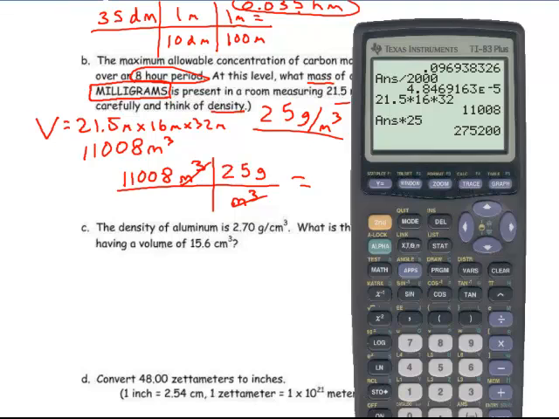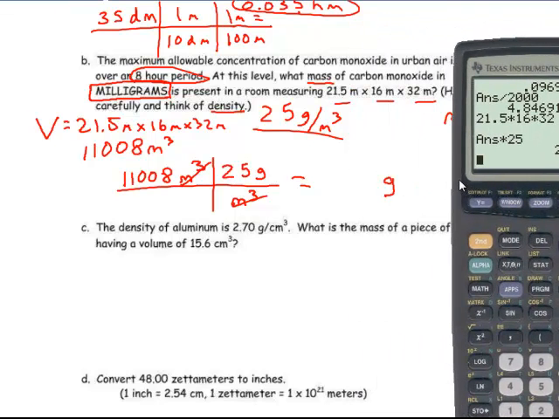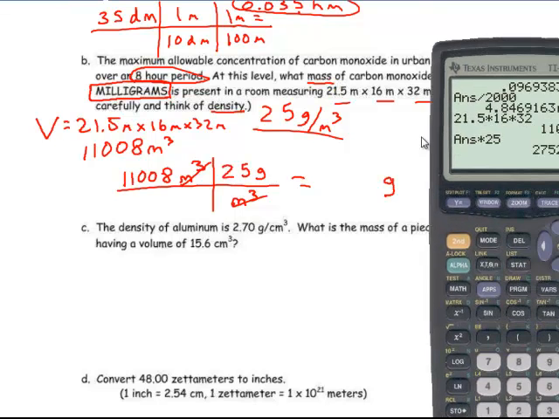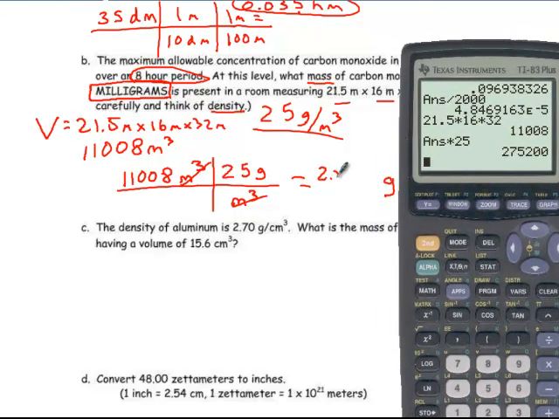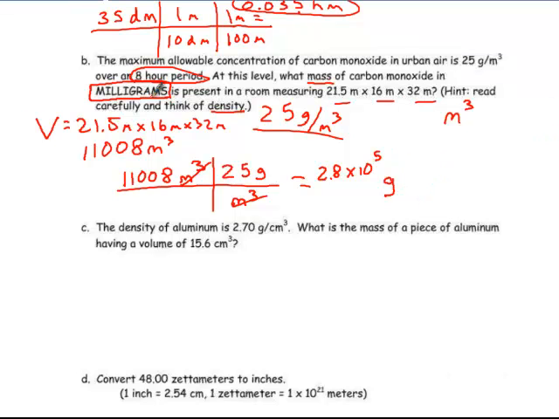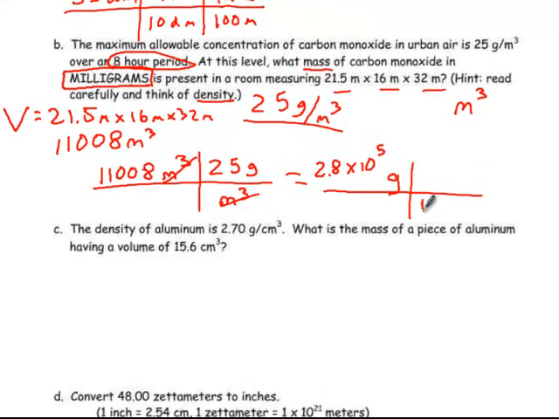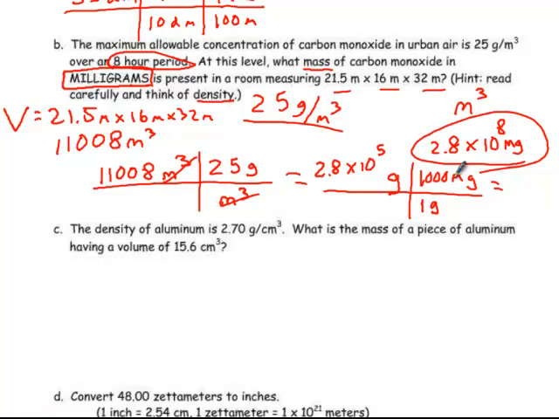Now, how many significant digits? Well, looking back at the problem, I got 2, 2, 3, and 2. So I only want 2. So I'm going to say 2.8 times 10, 1, 2, 3, 4, to the 5th grams. And if you had that, you'd almost be right. Why almost? Well, because I asked for milligrams. So we still have to do 1 gram, 1,000 milligrams. Multiply that and you get 2.8 times 10 to the 8th milligrams. That's the right answer. So there's one way you can solve it.